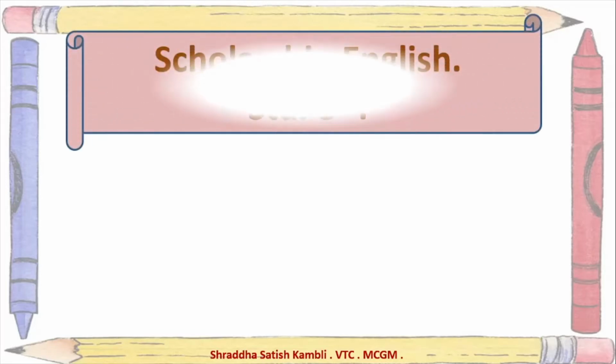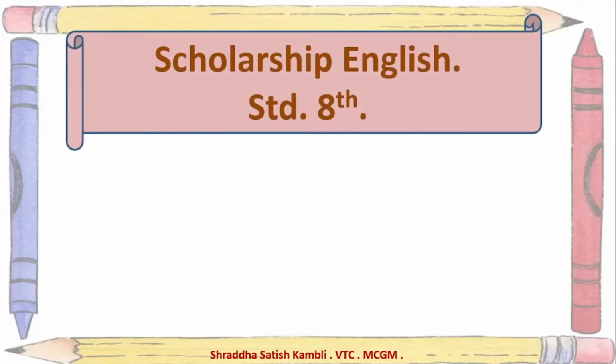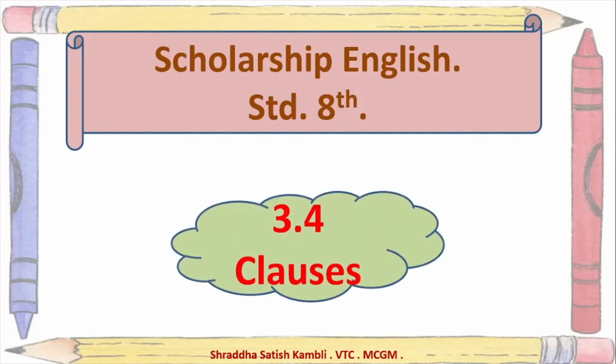Children, let's go to a new lesson in Scholarship English for Standard 8th. The lesson that we are going to do today is lesson number 3.4 from your scholarship syllabus, that is clauses. Now children, we have talked about modal auxiliary in the previous lesson. We talked about tenses, we talked about parts of speech. That means we are doing lessons based on language study. And in this lesson, clauses, we are going to understand what a clause is and how it is part of a sentence, what the different types of clauses are, how you can identify clauses, etc.